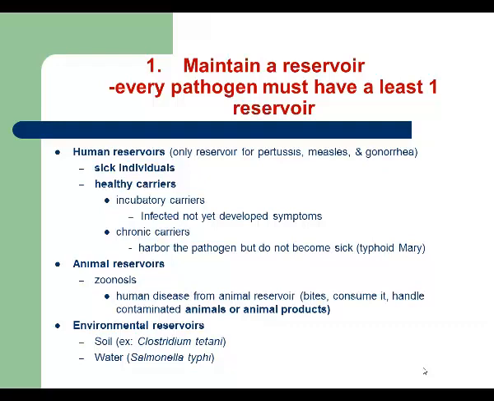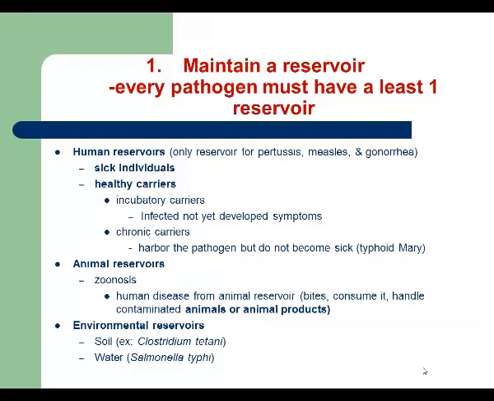Second example of reservoir will be animal reservoirs. When animals are a source of infection and it can be transmitted to humans, those types of infections are called zoonoses. And of course the most common example of zoonosis will be rabies, when the source of infection will be wild or infected domestic animals.